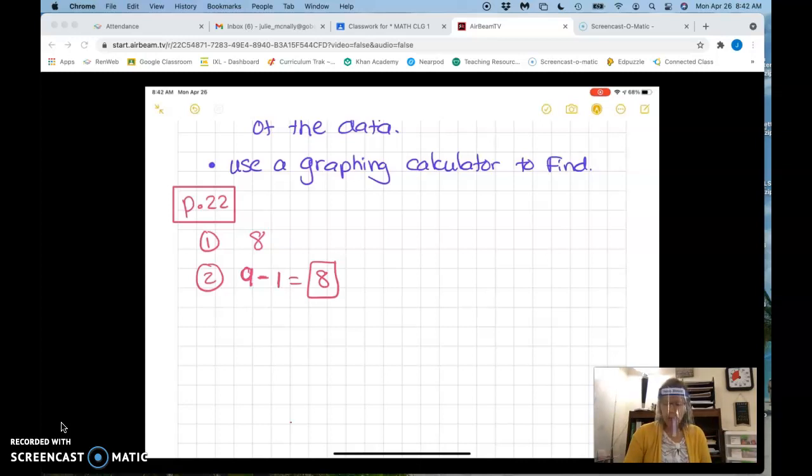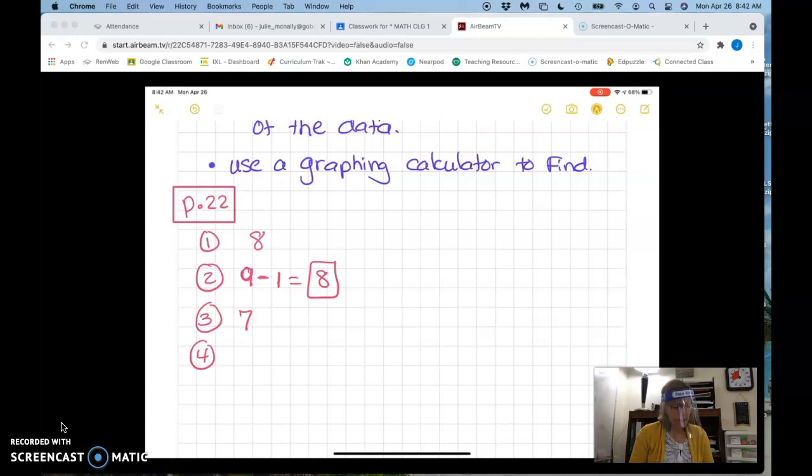Number 3 says, find the mode of the number of rainy days each month. So now we're looking at rainy days, the numbers on the side. Which row has the most dots in it? 7. Yeah, 7 is the only one that has 2, right? Okay, so the mode is going to be 7 for rainy days.